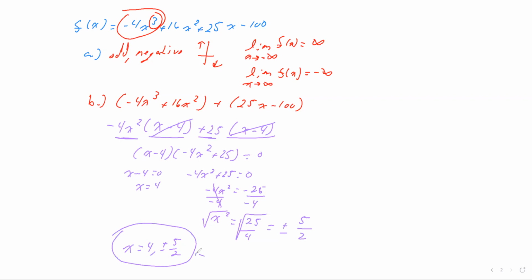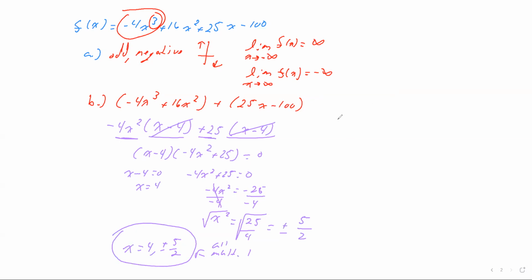And then all of the multiplicities here would just be 1. You could say all multiplicities of 1. So you don't have to say 4 has a multiplicity of 1, 5/2 is a multiplicity of 1, negative 5/2 has a multiplicity of 1, and waste all that other time.